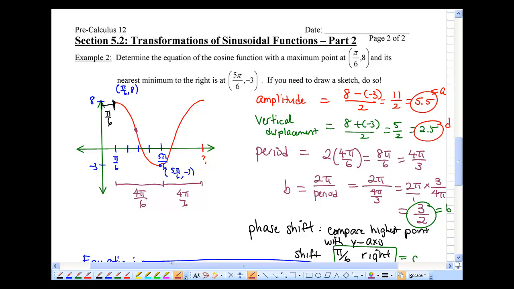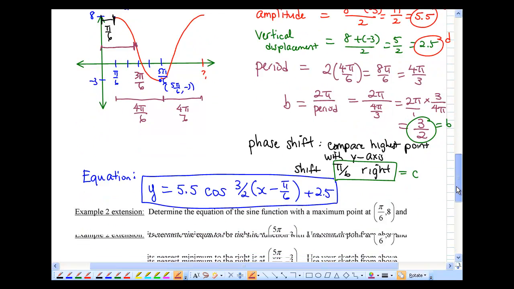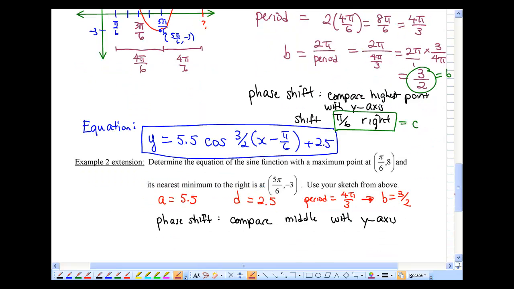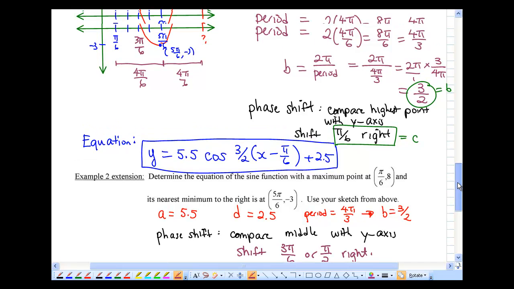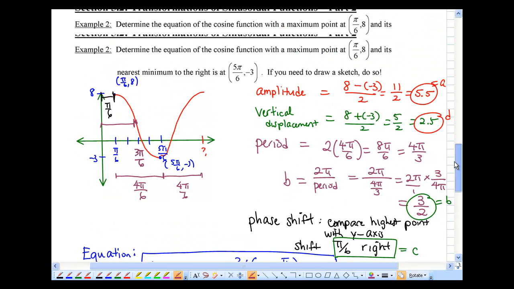Halfway between pi over 6 and 5 pi over 6, of course, is just 3 pi over 6. So I'm thinking the phase shift here is 3 pi over 6. So it seems to be a shift of 3 pi over 6, or pi over 2 to the right. Okay? So that seems to be enough information. I can start putting together the sine.